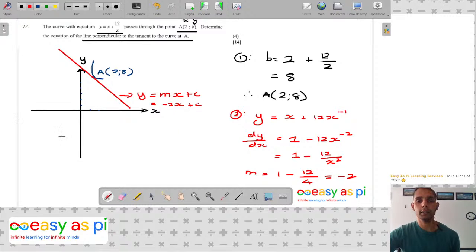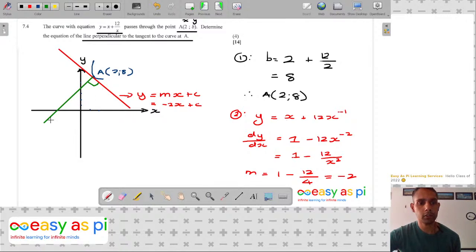And they want the perpendicular, right? Now let's do the perpendicular in green, right? They want the perpendicular to the tangent to the curve at A. So the perpendicular is here. Okay, the perpendicular is here.